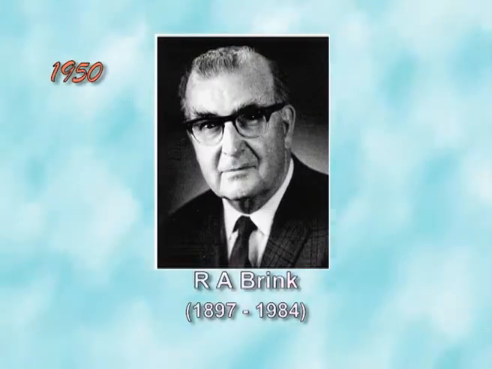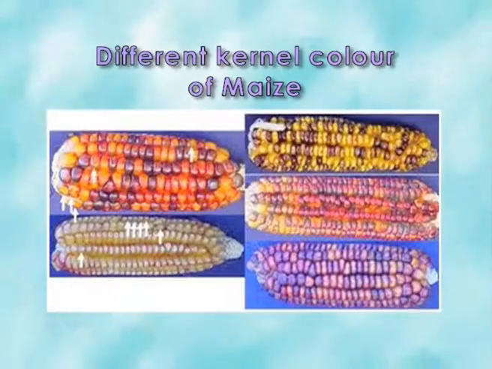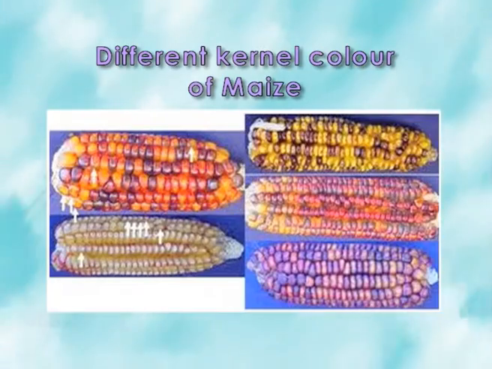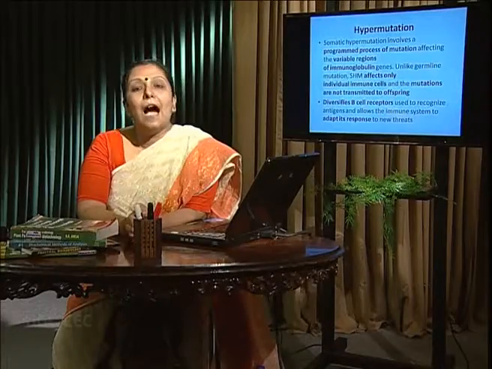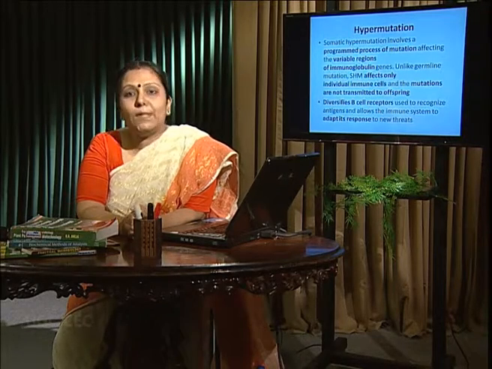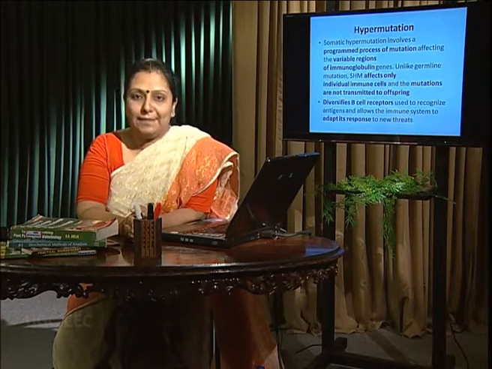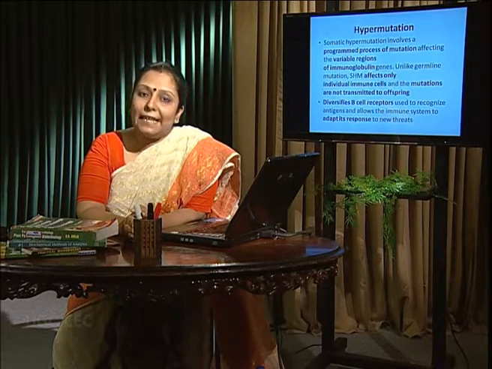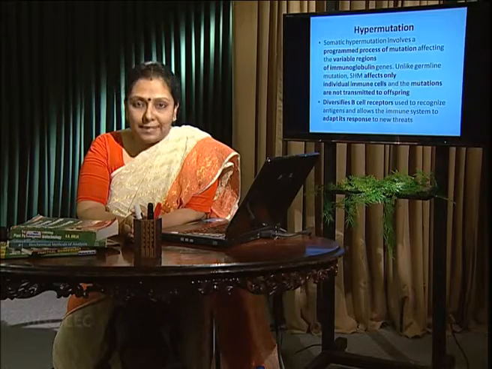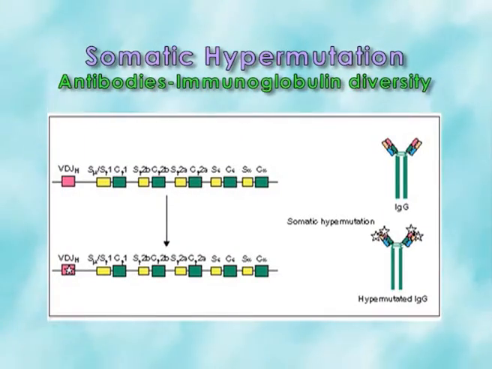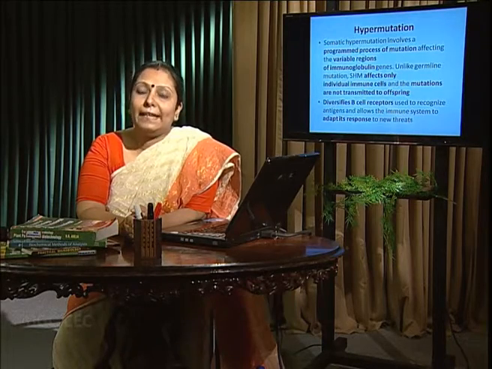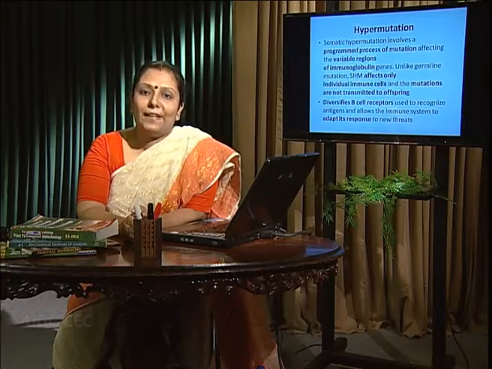Paramutation. In 1950, Brink, in the case of Zea mays, proposed the theory of kernel color alteration by the heritable changes of another gene. Hypermutation. It is an acquired type of mutation and it is non-heritable. It occurs in immunological cells for better adaptation at the B cell receptor. So, continuous somatic hypermutation gives rise to differential changes of the B cell receptor, so it can combat different new types of foreign antigens.